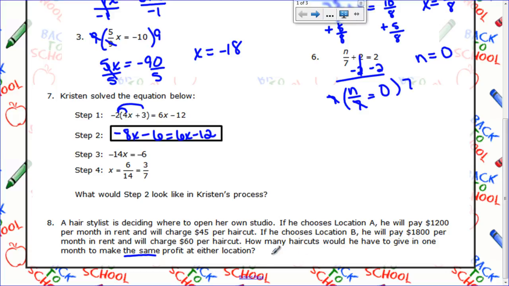So for location A, it's a $1,200 per month rent, and we're assuming we're working with 1 month here. And then $45 for each haircut. Needs to be the same as location B, which is $1,800 rent and $60 per haircut. So that's how you would set it up. We'll discuss how to solve these later when we run into more of them, but for now just set it up. Plus I have worked this one and the answer makes no sense at all.